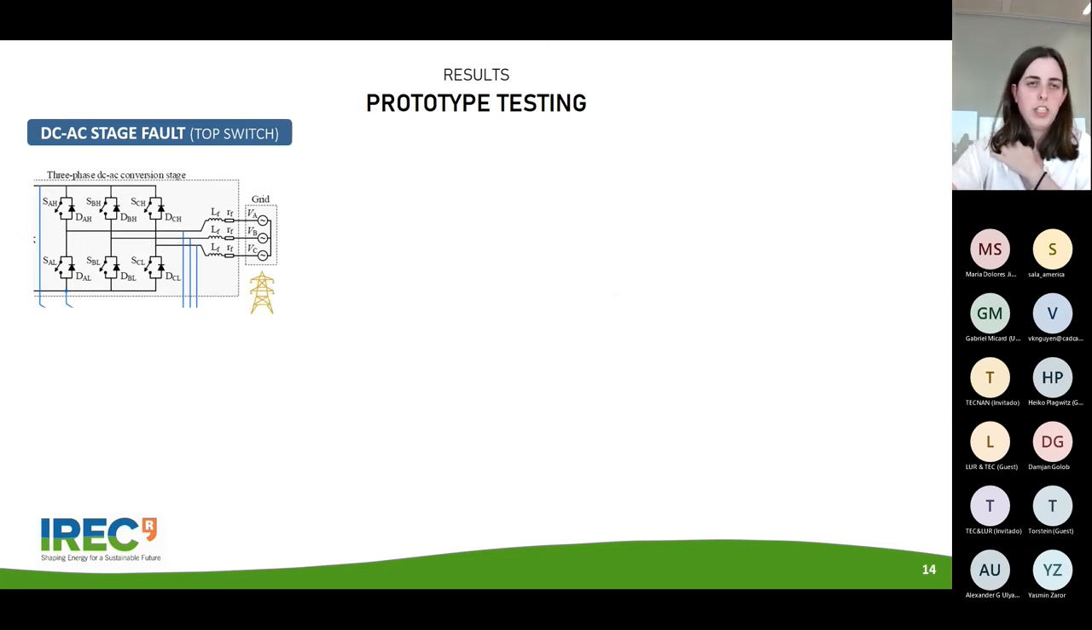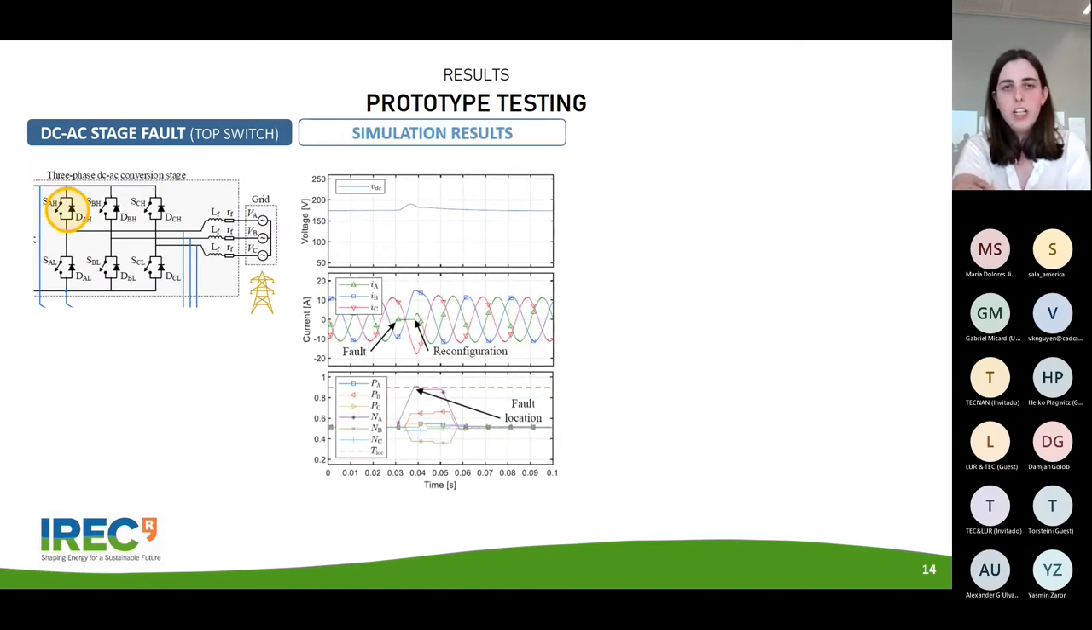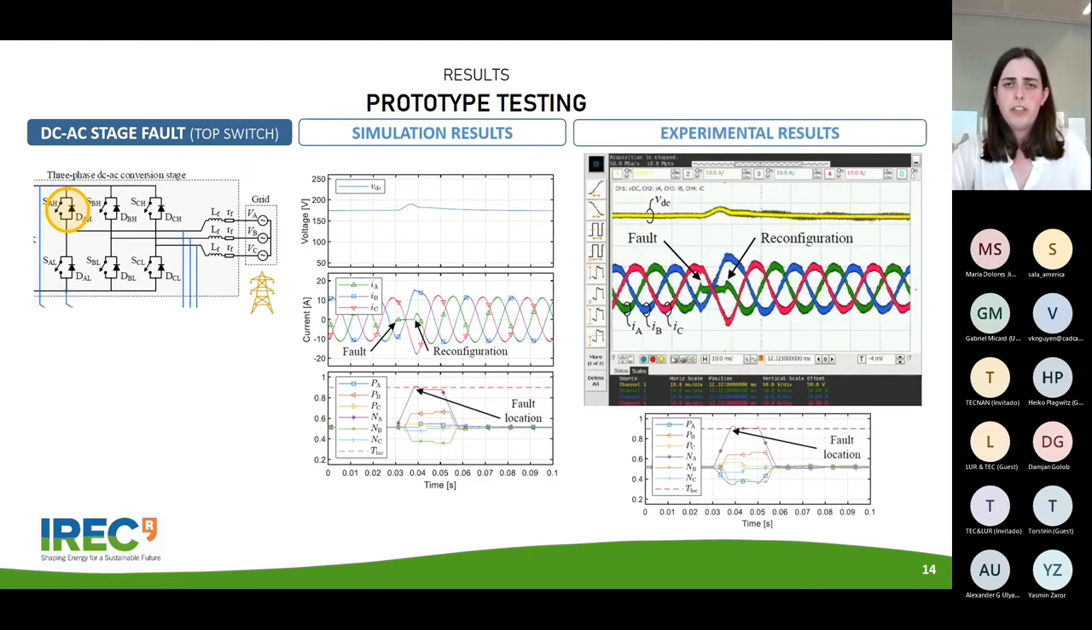To refresh a little bit, this is the grid side. And as we have two switches for each phase in this stage, we will emulate failures in the top switch and in the bottom switch. First of all, let's start with the top switch. Here we can see the simulation results again. The first scope is the common voltage for the DC-DC and DC-AC converters. The second scope is the grid currents, and the third scope is the polarity detector, let's say. And here are the experimental results with the same magnitudes.